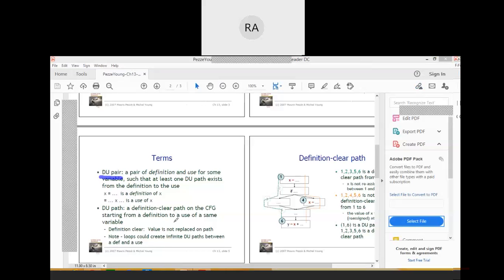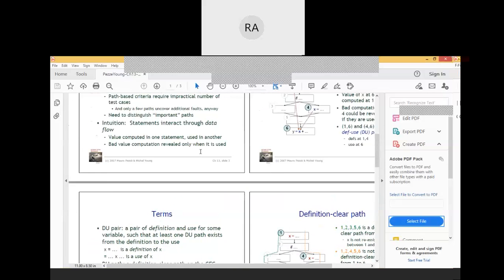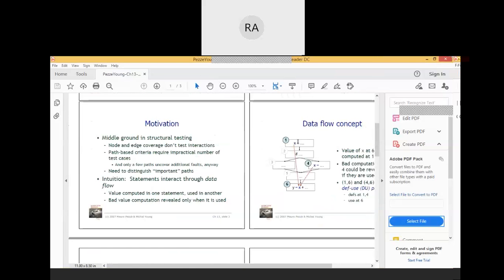A pair consisting of a definition and a use for some variable, such that at least one DU path exists from definition to use. In such a scenario, a DU pair is formed. Suppose I consider a variable x in the previous example. Here you are defining the value of x, and if you traverse this particular path, there exists a path from node number 1 up to 6.